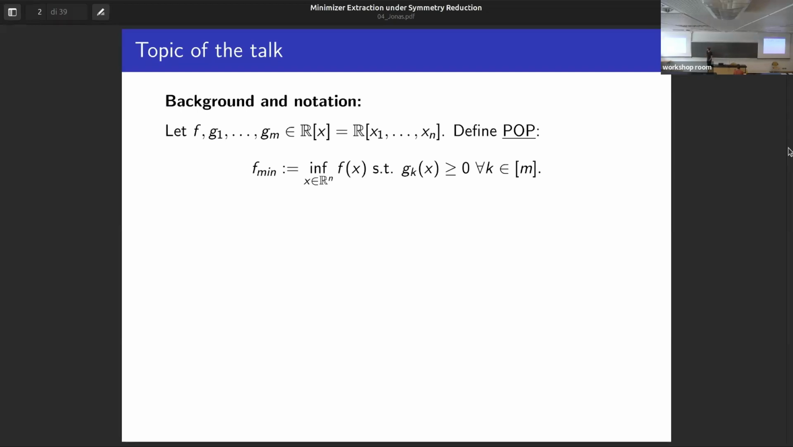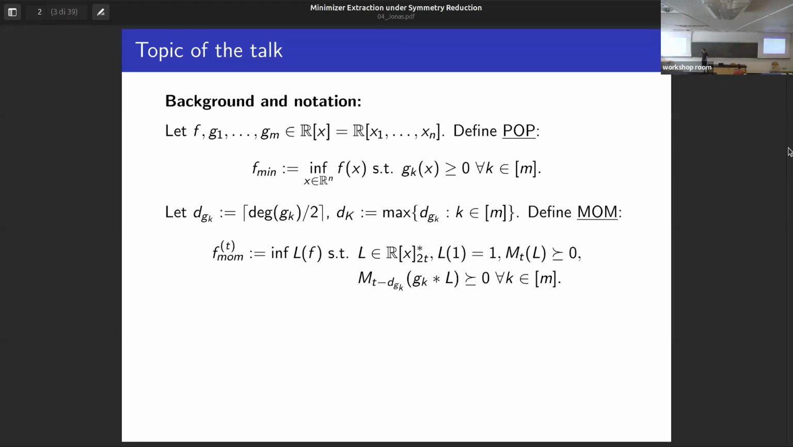Okay, so let's just fix some notation first. We are looking at a polynomial optimization problem. We have a target polynomial f, which we wish to minimize, and we do this over a set which is also described by polynomial inequalities given by these g_k. Okay, and we've seen this before.